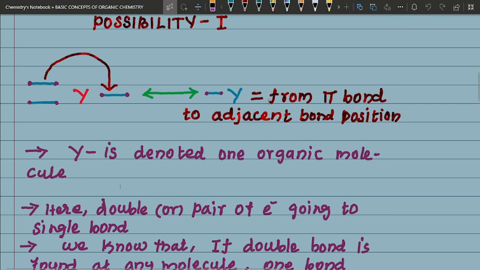Here the Y is from pi bond to adjacent bond position. Here the pi bond goes to the adjacent bond position. Let's see below.